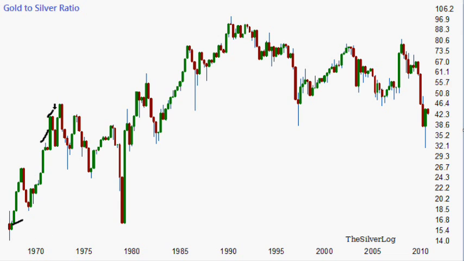The ratio would continue to go higher as gold was going higher, silver was going higher, but gold was outperforming silver. In 1979, when all of the metals were moving big time to the upside, silver outperformed them all. Thus, the ratio came back down to its historic 16 to 1 level and then continued to move towards the upside.